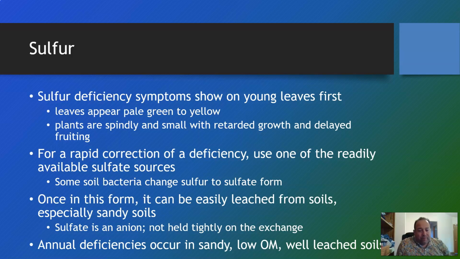We mentioned before that you find sulfur in organic matter. So where would you have problems with sulfur? You'd have problems with sulfur in sandy, low organic matter and well-leached soils. That's kind of the trifecta for making sure you have a sulfur deficiency in your soil.